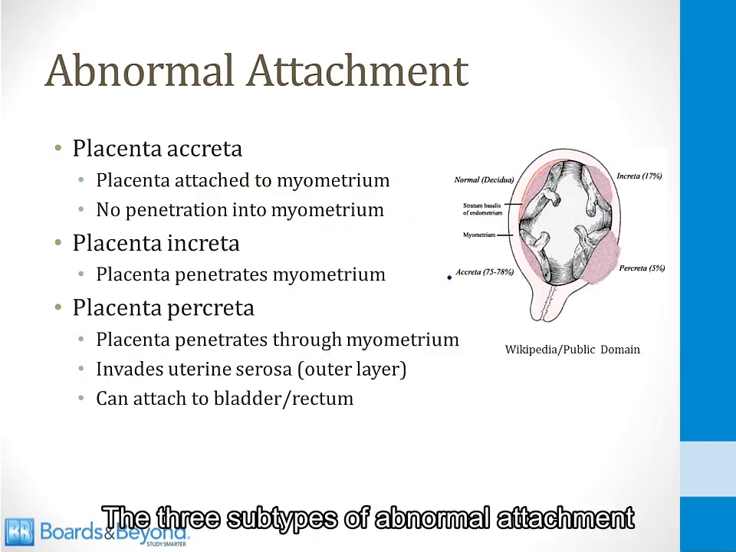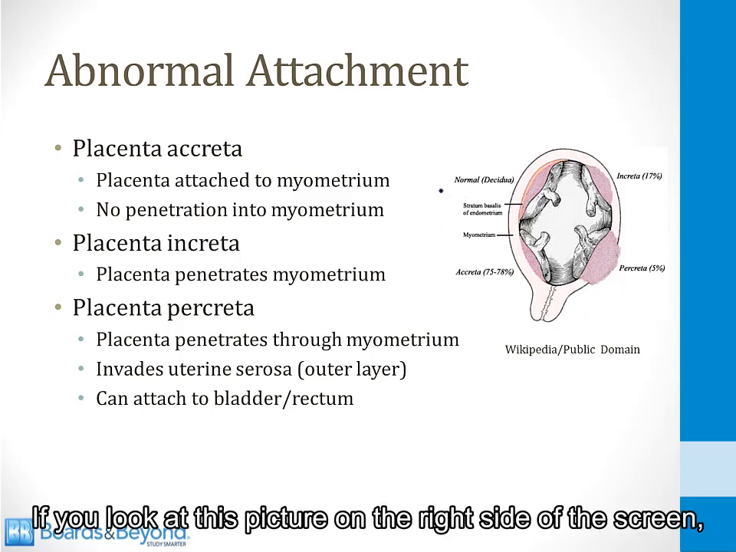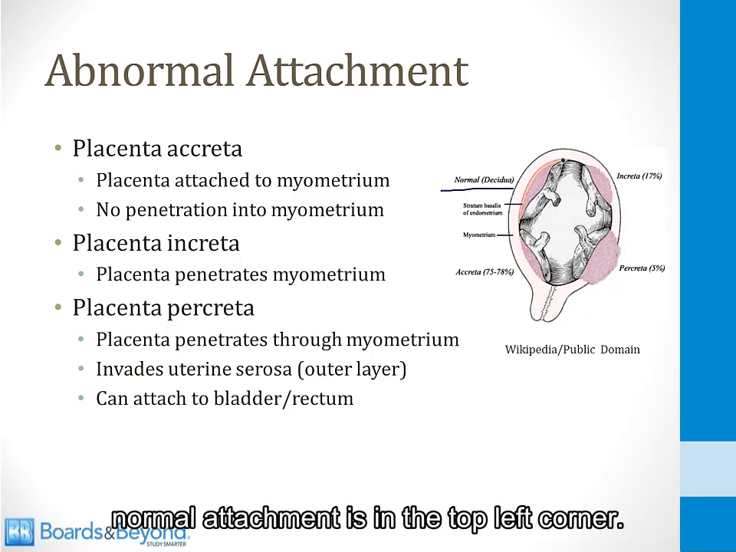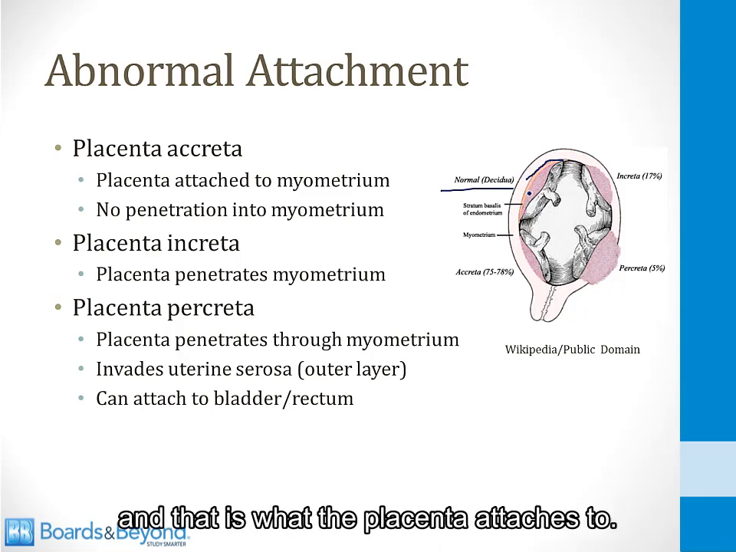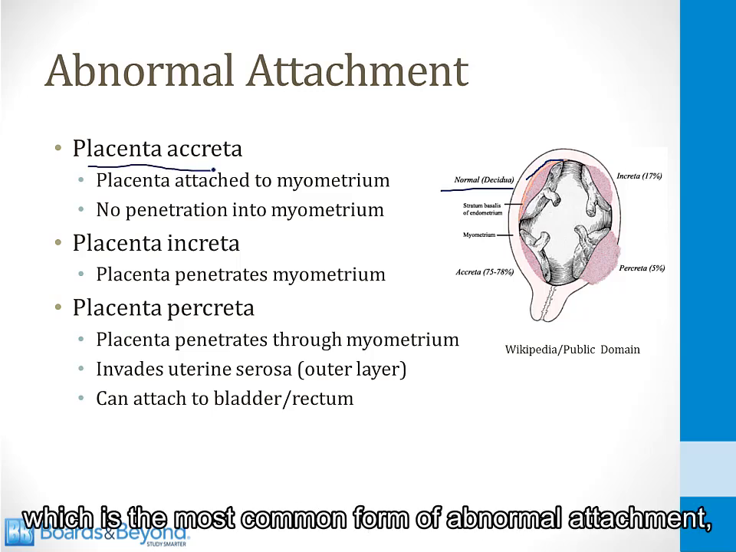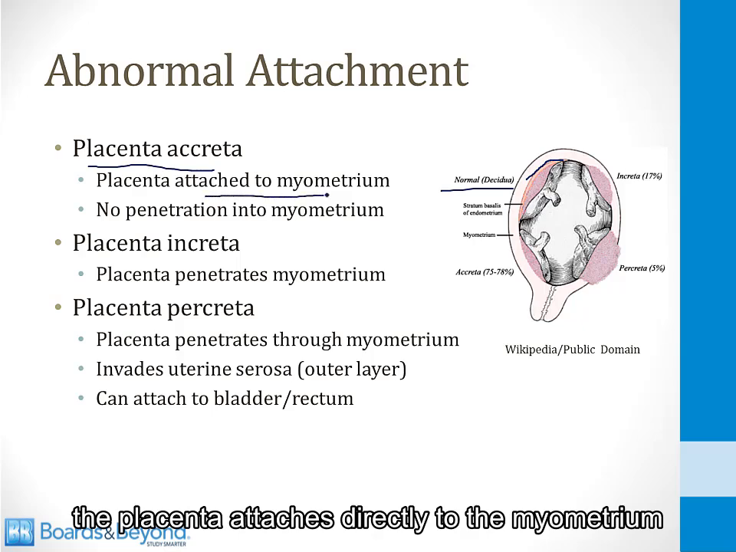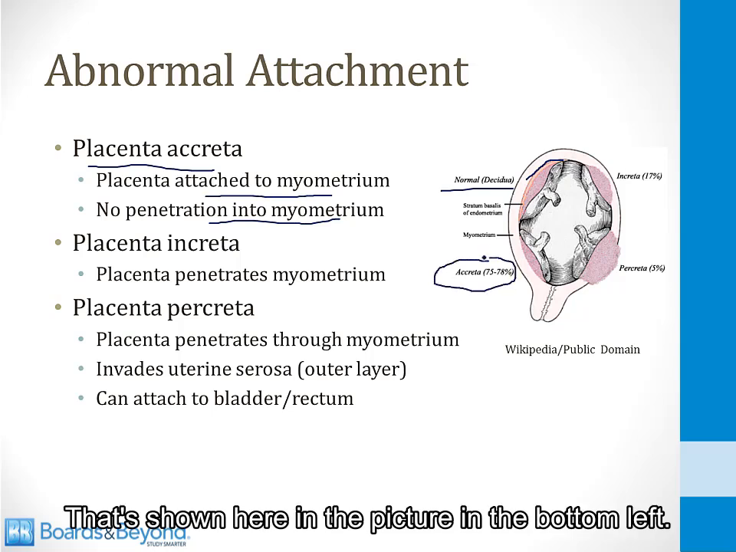The 3 subtypes of abnormal attachment are shown here. If you look at this picture on the right side of the screen, normal attachment is in the top left corner. You've got this decidual layer here, and that is what the placenta attaches to. In placenta accreta, which is the most common form of abnormal attachment, the placenta attaches directly to the myometrium but does not penetrate. That's shown here in the picture in the bottom left.